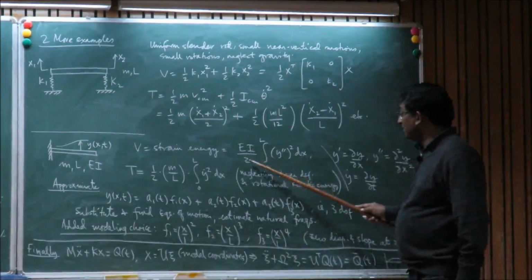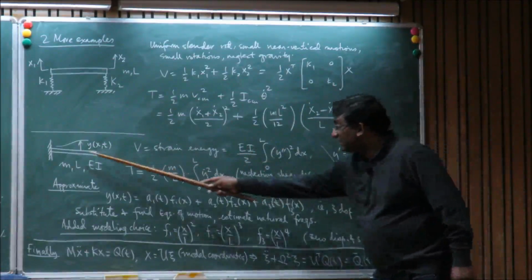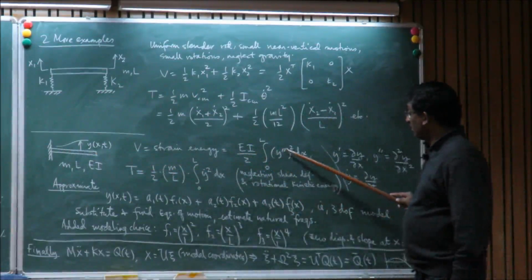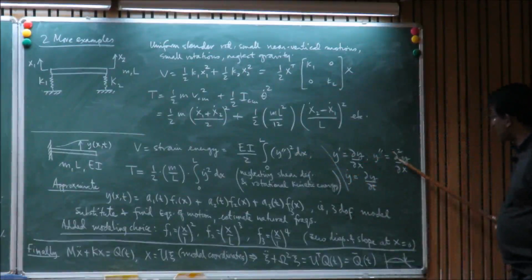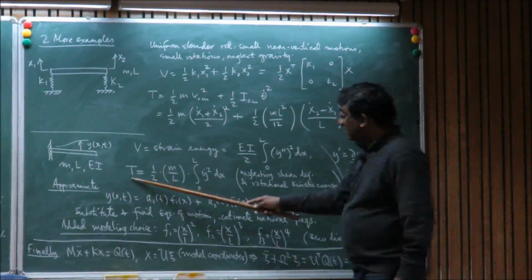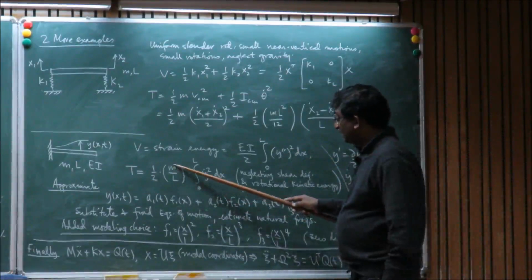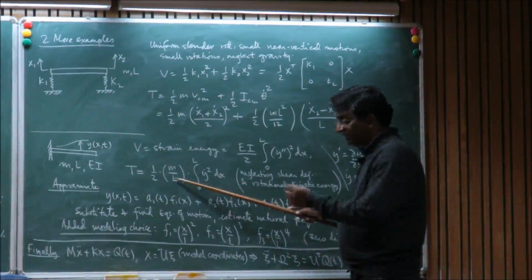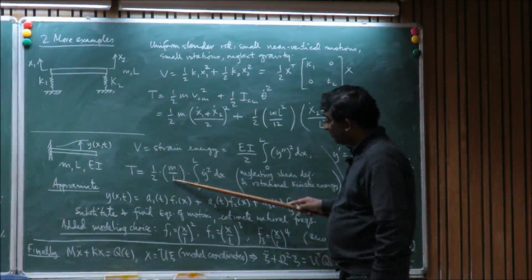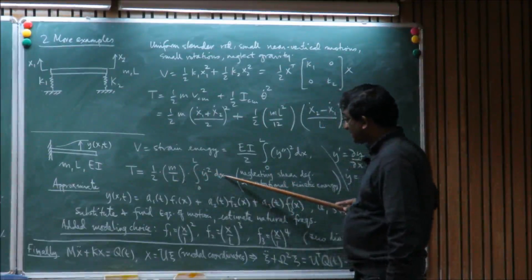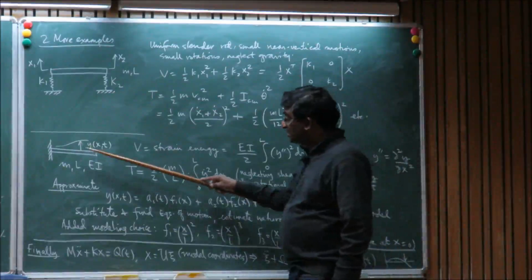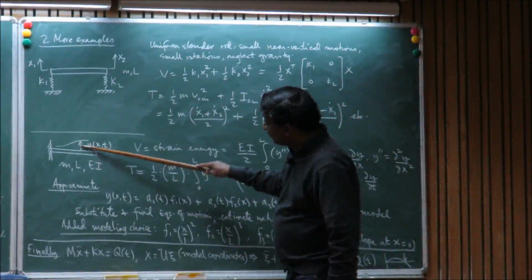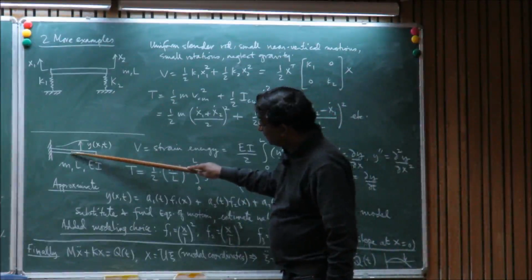So EI by 2 integrated from 0 to L, that is the total length of the beam, y double prime squared dx. What is y double prime? It is del squared y by del x squared. Similarly, kinetic energy is half times the mass of a little element length. So m over L is mass per unit length, and the dx remains here inside the integral sign. And y dot squared is the square of the upward velocity of any point over here.